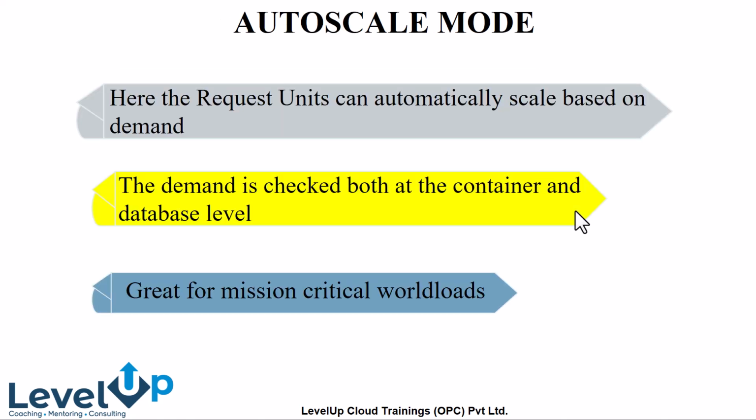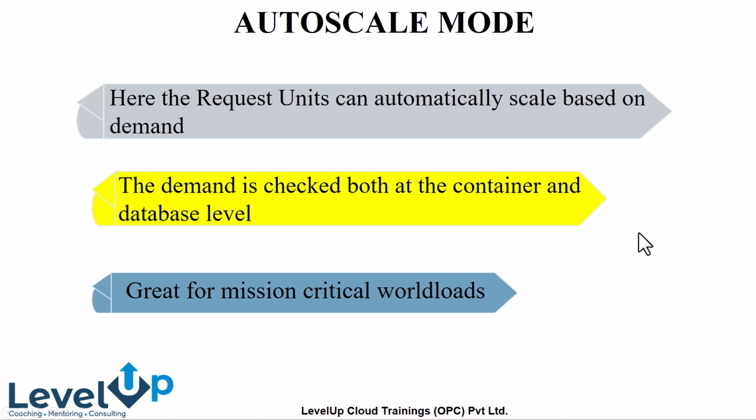And we have something called auto scaling. Here the RUs can automatically scale based on demand if you configure the option called auto scale. This demand is checked at both the container and database level. This is very good for mission critical workloads because you don't need to worry whether the performance will be good for the configured RUs. If it requires more RUs, it will automatically scale up. If it does not require them, it will scale down. This is how you can provision RUs.